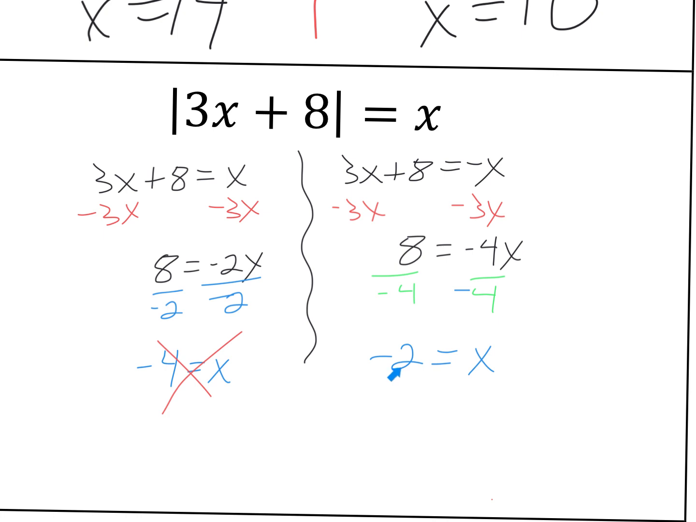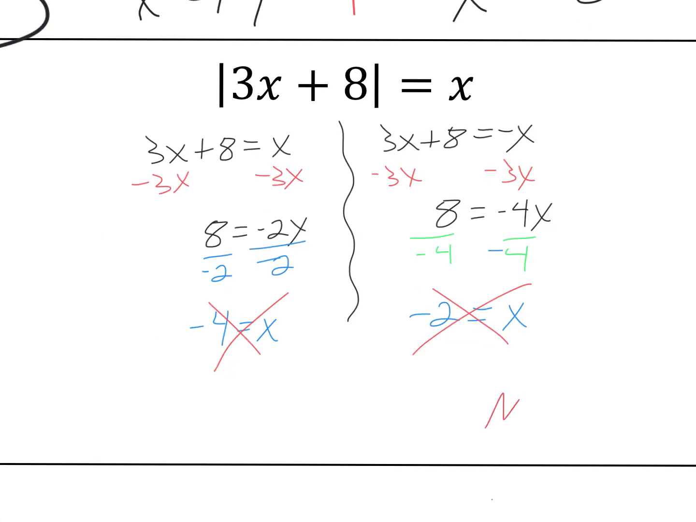Okay, let's take a look at this one. If x equals negative 2, so 3 times negative 2 is negative 6. And negative 6 plus 8 is 2. And the absolute value of 2 equals negative 2? That is not true. So this one is out as well. Neither one of them will work. So for this one, we could simply say no solution.